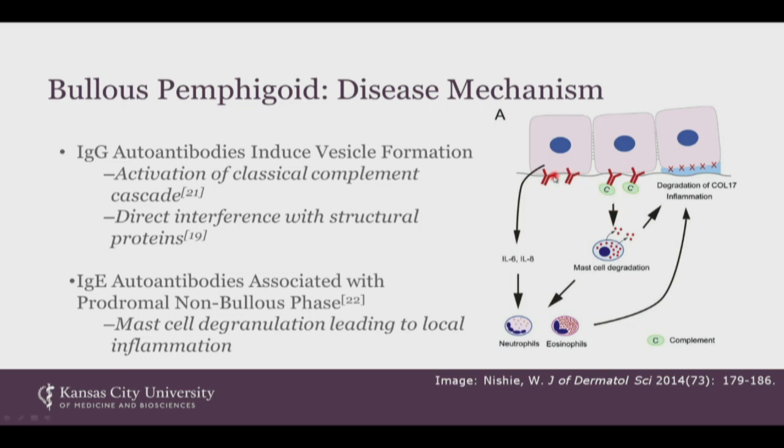We have autoreactive antibodies targeting bullous pemphigoid antigen 2, or type 17 collagen, initiating the complement pathway, and then inflammatory mediators resulting in the migration of neutrophils and eosinophils, and ultimately the formation of a blister.